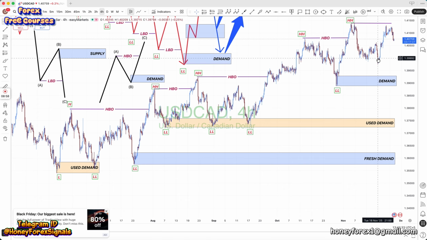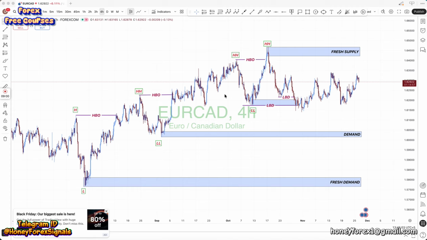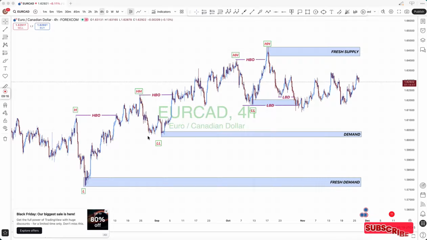Now see another chart. See the H4 chart, EUR CAD, our new chart. High, low. Lower, lower. So understand here our first resistance breakout. HBO, high breakout, this is our valid demand zone. High breakout, our demand zone is this. This demand zone is not yet retested.